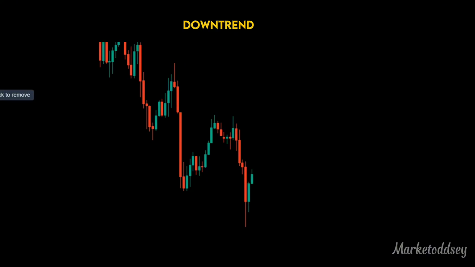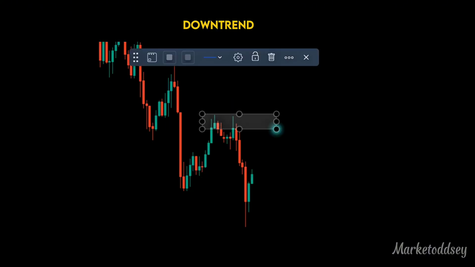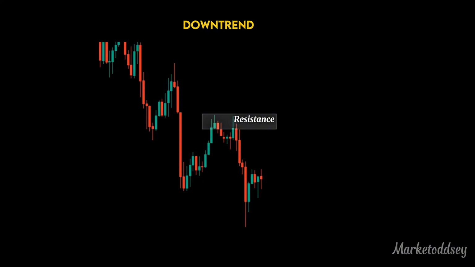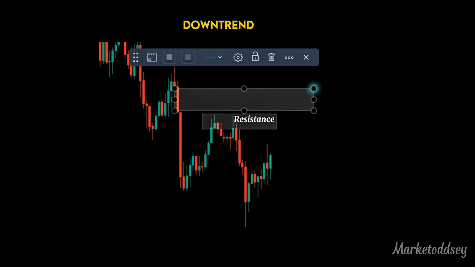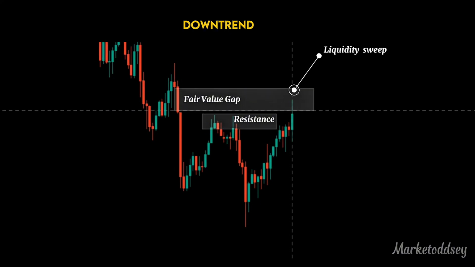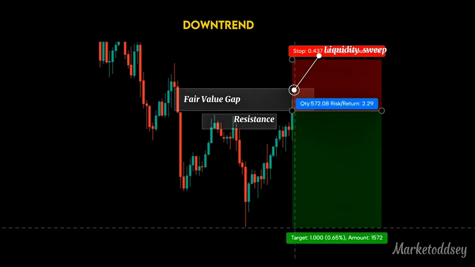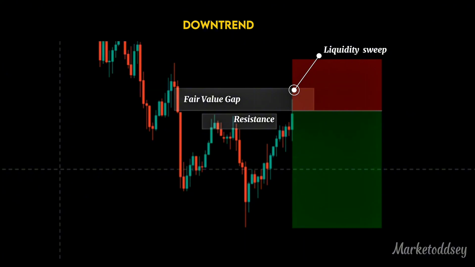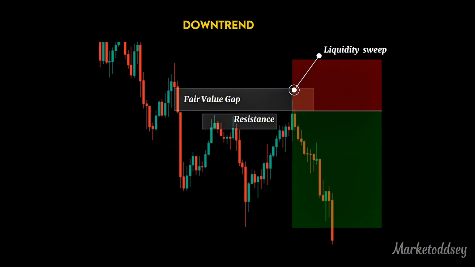Now, consider a downtrend. On your chart, you see the price hitting a resistance level where many traders have set their stop-loss orders above. If the price pushes above this resistance briefly, it might trigger those orders, clearing the way for a stronger move downward. In this scenario, you'd wait for that liquidity sweep before entering a short position. Your stop will be placed just above the recent high, ensuring that your risk is managed properly. Having seen these practical examples, let's address some common challenges and pitfalls that traders often encounter.